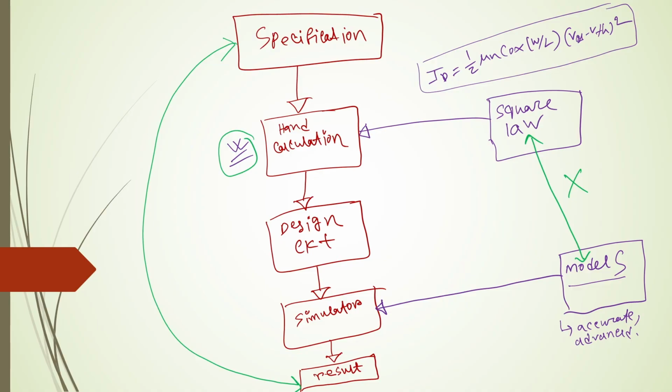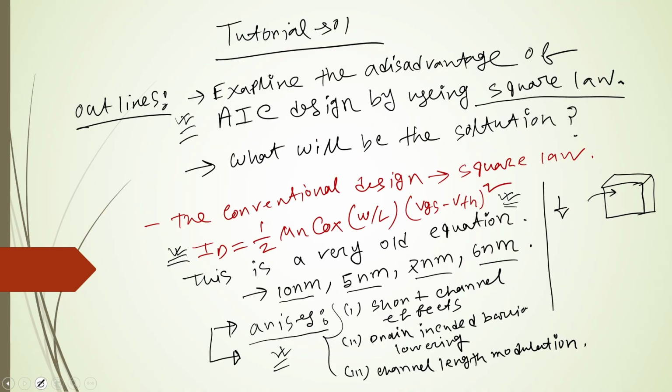At that time, what we do is change the aspect ratio of our MOSFETs. We tweak our values. We change the length and width of the MOSFET to try to achieve the specifications. So this is the explanation of the first outline.